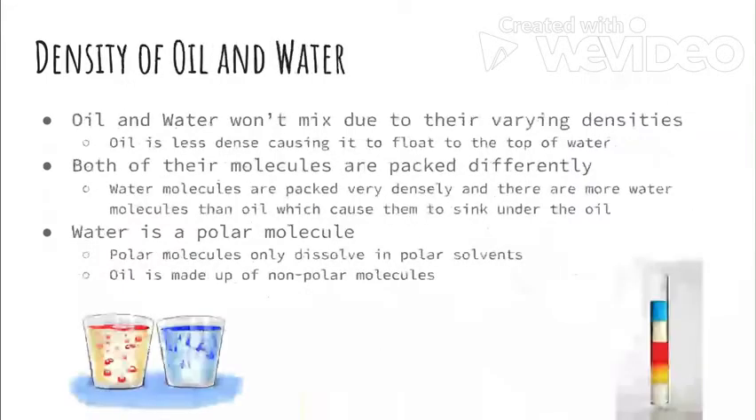Now, going more into the density of oil and water, which our experiment is based off of this assumption and, as we'll come to find out, concrete evidence, we will find out that oil and water won't mix together due to their varying densities. Oil is a lot less dense, which causes it to float on top of the water. Now, you're probably asking, why is this the case? How do we know that oil and water have such different densities?